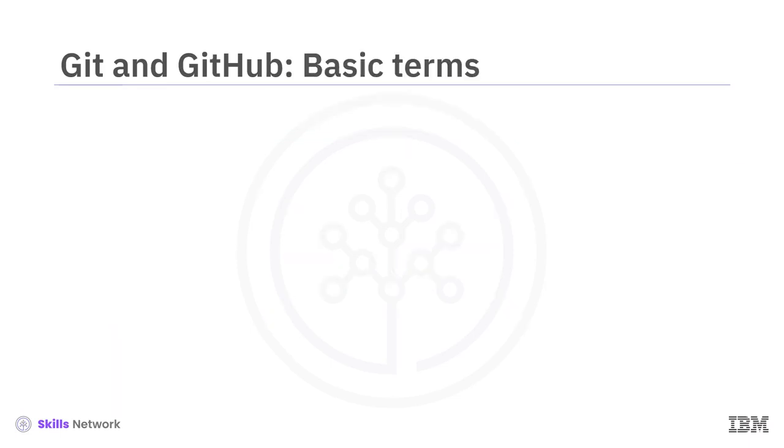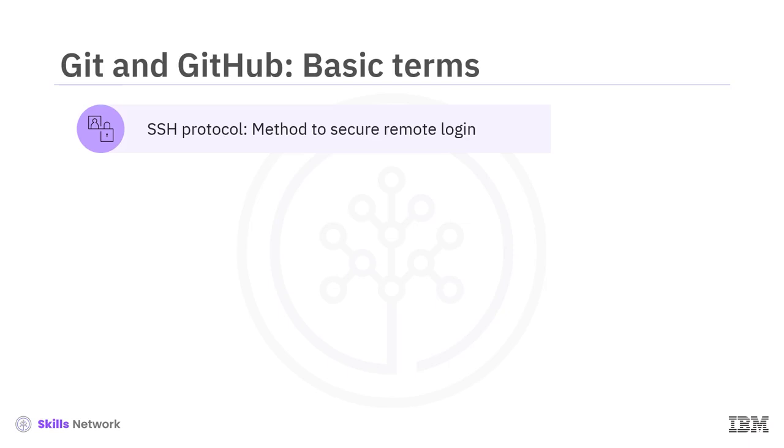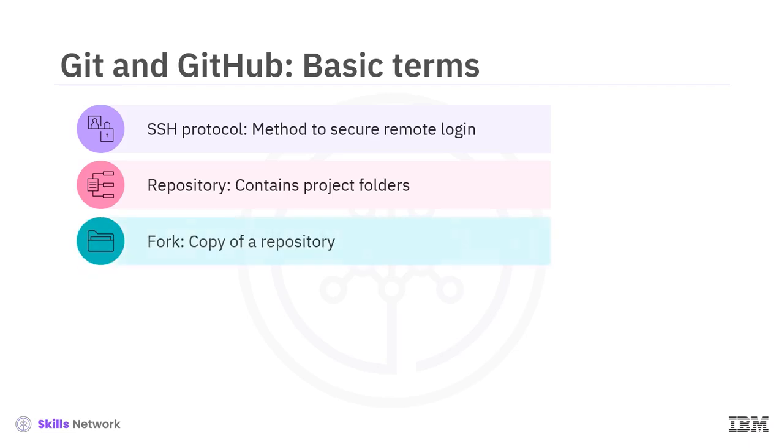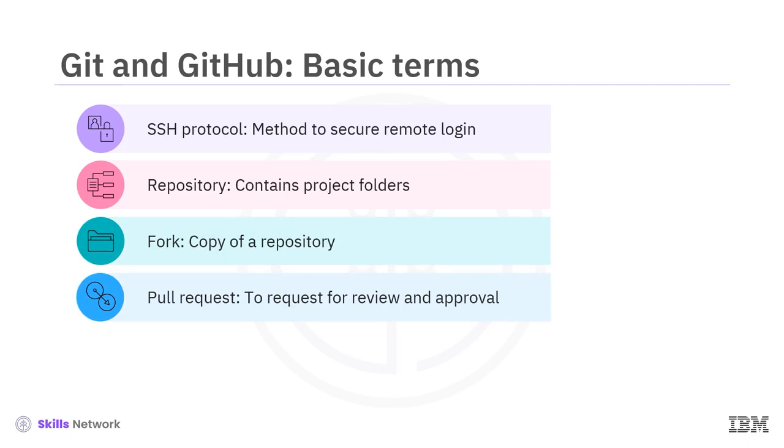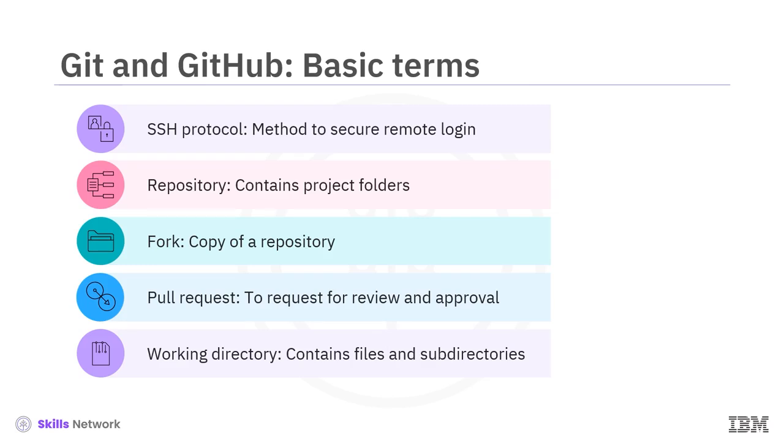There are a few basic terms that you will need to know before you get started. The Secure Shell, or SSH protocol, is a method for secure remote login from one computer to another. A repository contains your project folders that are set up for version control. A fork is a copy of a repository. A pull request is how you request that someone review and approve your changes before they become final. A working directory contains the files and subdirectories on your computer that are associated with the Git repository.